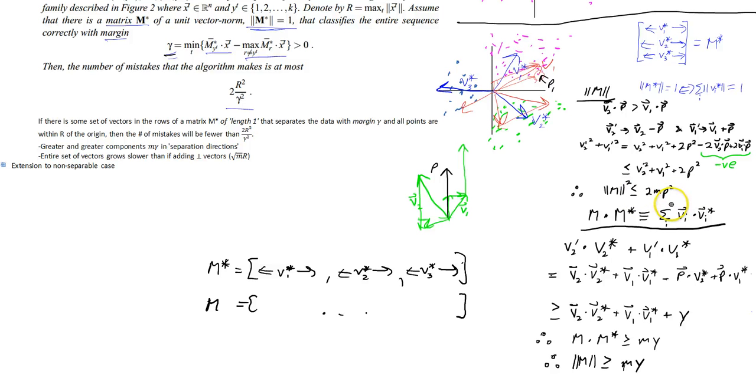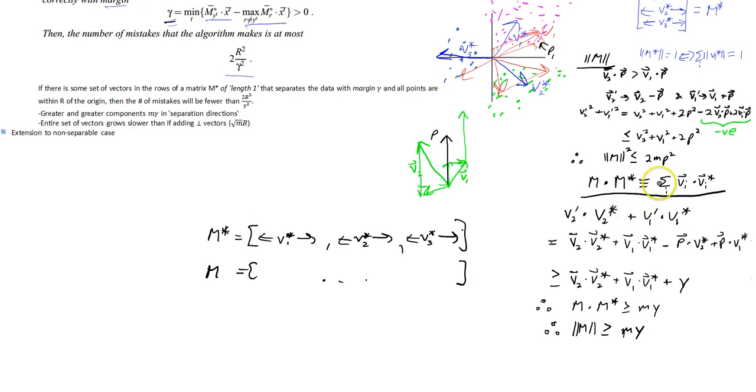Except now we've got an extra 2 in here because we're always updating 2 vectors at a time. And so this will have to be less than that. So M will be less than 2. Well, this is really the norm of P, which would be less than R squared, right? So 2R squared over gamma squared.